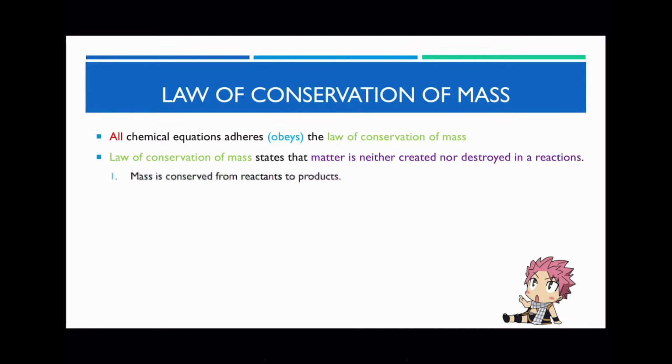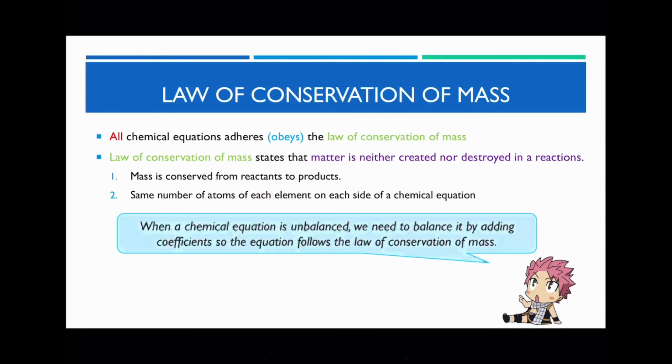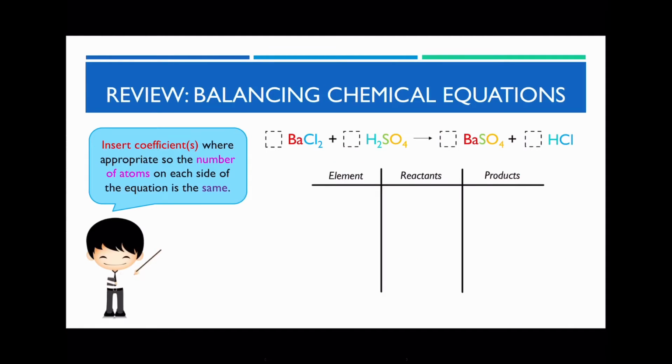What does this mean? Well, it means that mass is conserved when reactants are converted to products. So when a chemical reaction proceeds, if you initially start off with 100 grams of reactants, you're still going to end up with 100 grams at the very end because matter is neither created nor destroyed. This also means that there's the same number of atoms of each element on both sides of the chemical reaction. In order for us to balance a chemical reaction, we add in coefficients, meaning the number in front of the chemical formula, so that it is balanced and it follows the law of conservation of mass. We're now going to be looking at a few examples of how to balance unbalanced chemical equations.